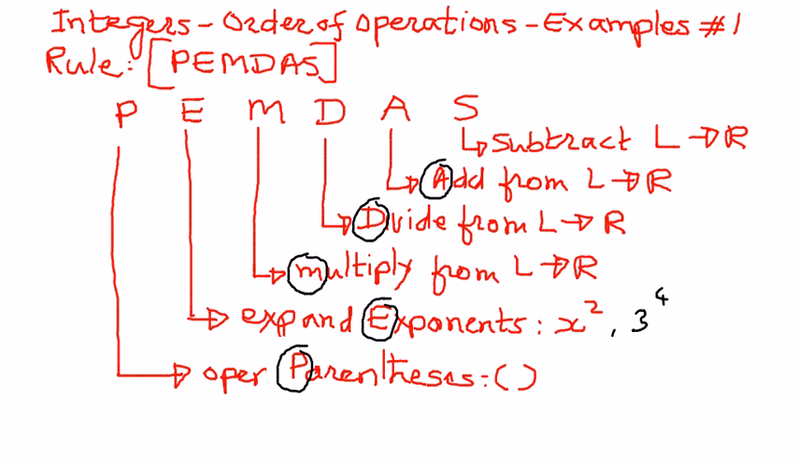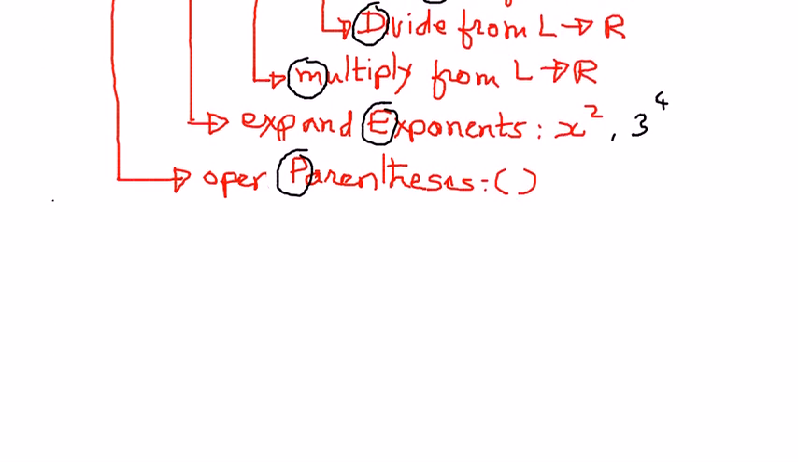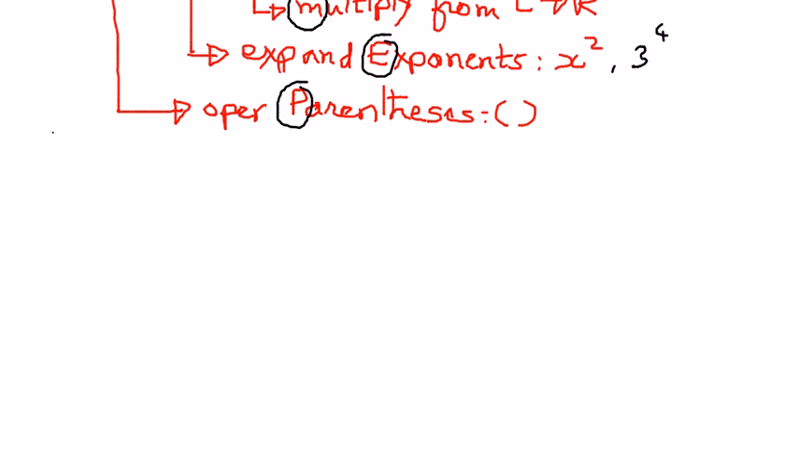And then lastly we're going to perform the subtraction operation as it occurs from the left of the equation to the right of the equation. Therefore we took all these letters, PEMDAS, and formulated a word which we can easily remember to be able to perform these order of operations. So let us look at an example based on these order of operations.